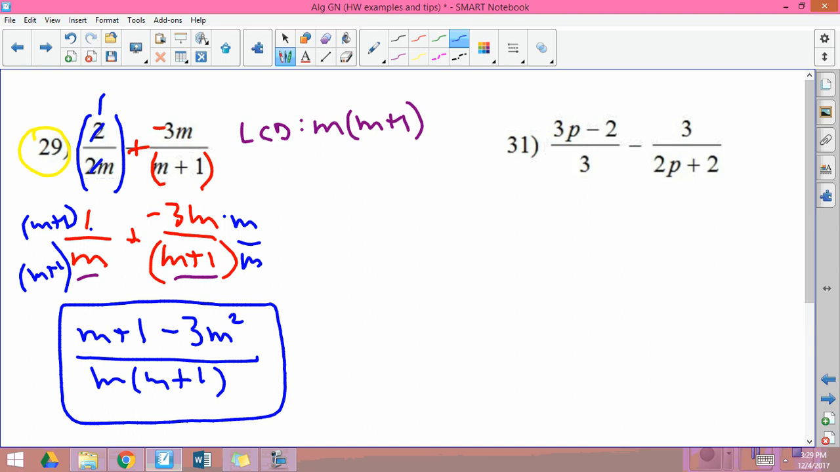Now, just to get started over here, I would do that. My common denominator, I need this 3 factor, and this is a single number, so I need all of that number. So that's what your common denominator would be in 31. So that is how we add and subtract fractions.